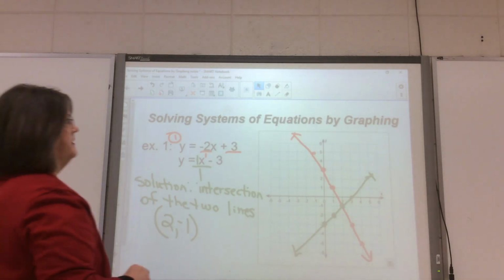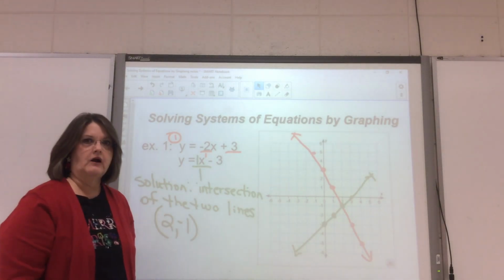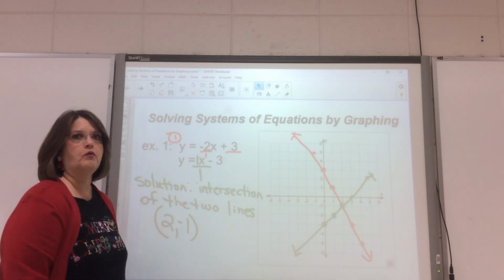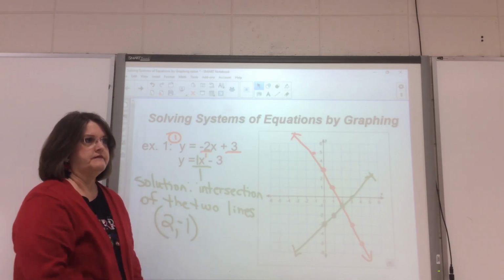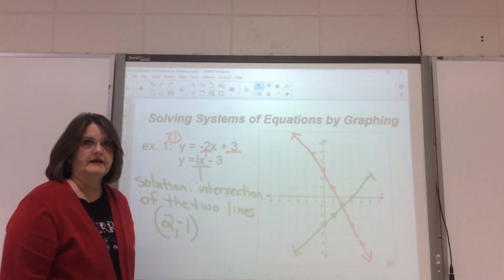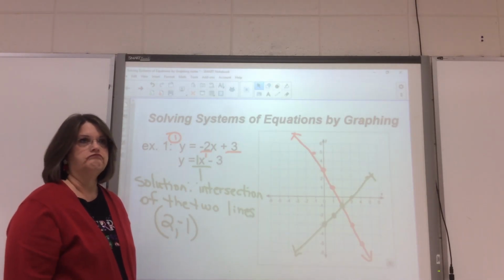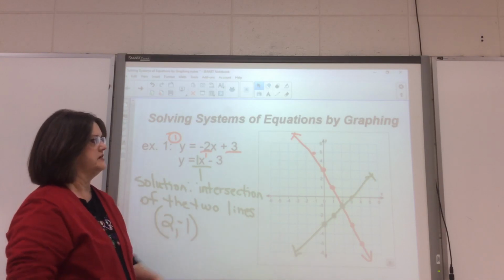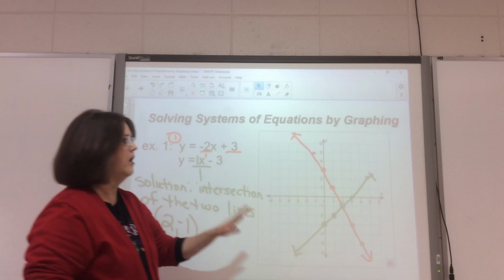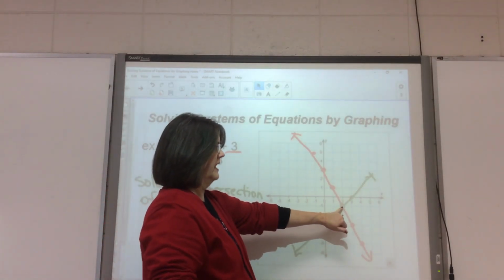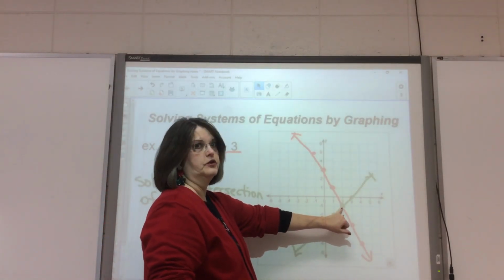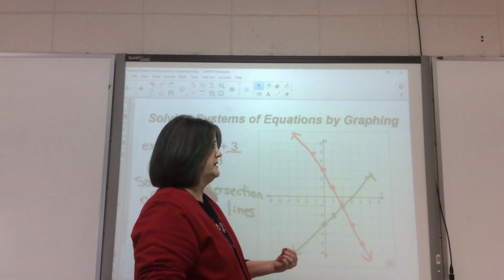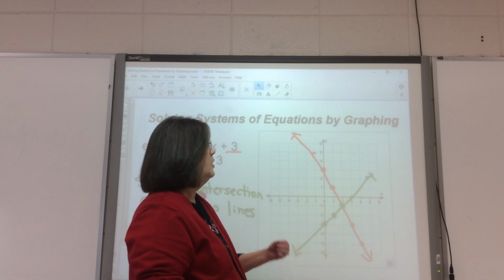Okay, we are solving a system of equations by graphing. A system of equations is two or more equations. For the purpose of this video, this is an Algebra 1 class, so we will only do two. What you do is graph both equations on the same graph grid, and the point where they intersect will be the solution to both equations. So you're looking for the one point that's a solution to each one of them.